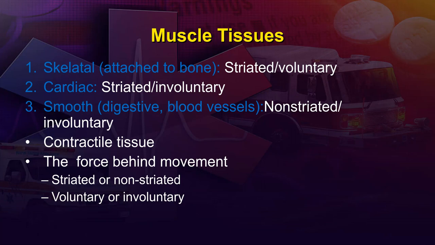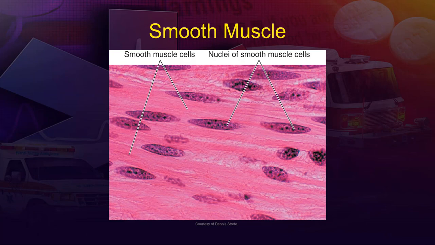Smooth muscle is involuntary, but lacks striations, so it doesn't look like the striated skeletal or cardiac tissue, and because it doesn't have striations or lines, it appears smooth. Here we can see smooth muscle.